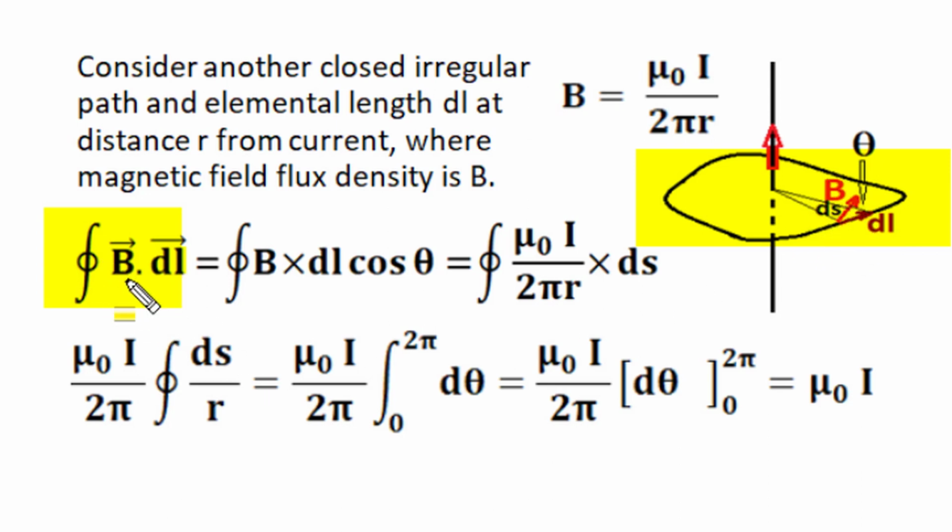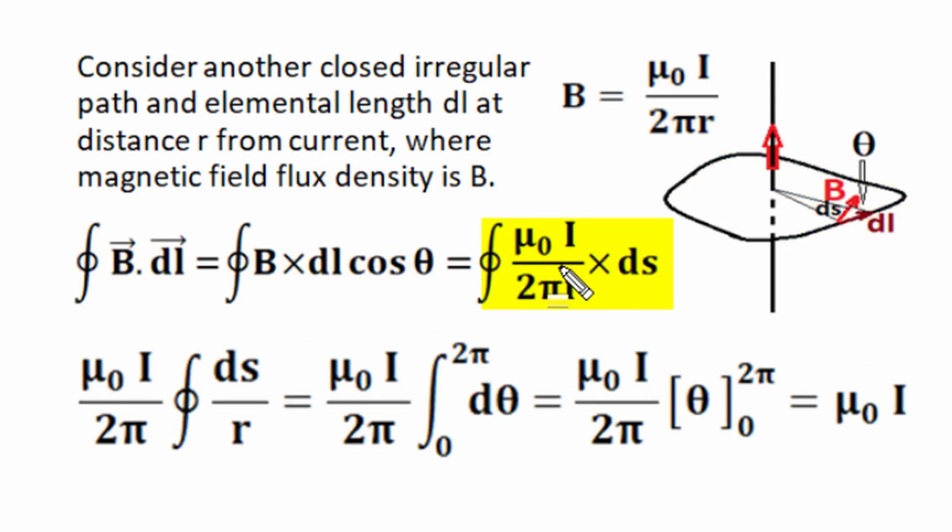So this dot product of B and elemental displacement becomes B dl cos theta, and the magnetic field flux density at a perpendicular distance r from a straight long conductor carrying current I at mid position is given as mu 0 I upon 2 pi r. So in place of B magnitude we can substitute mu 0 I upon 2 pi r, and this dl cos theta is the component of dl along B direction, or along tangential direction, and let's call that displacement shown by the blue line as ds. So ds is the perpendicular arc distance on the circular periphery at this observation position.